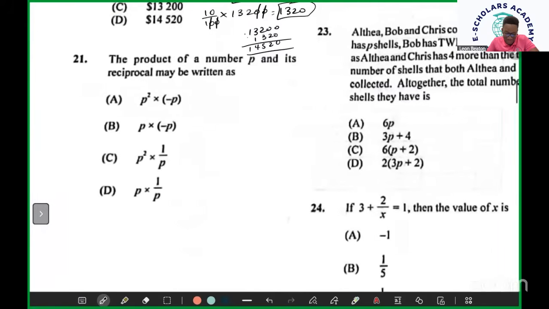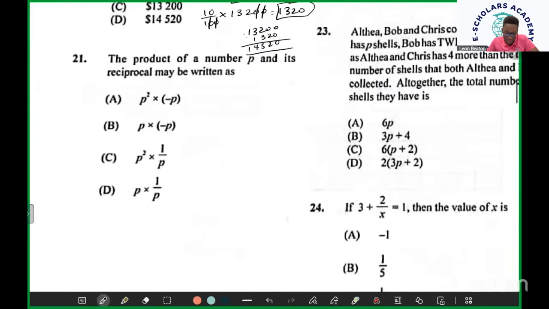All right, this one, the product of P and its reciprocal may be written as. So you know P, and the reciprocal of P, if this is like P over 1, the reciprocal of P over 1 would be 1 over P. So the product of this would be P times 1 over P, which is D.